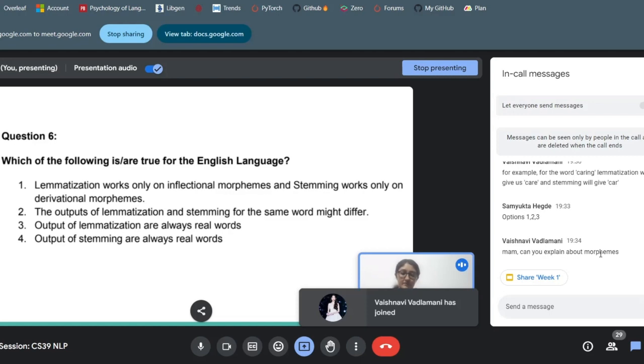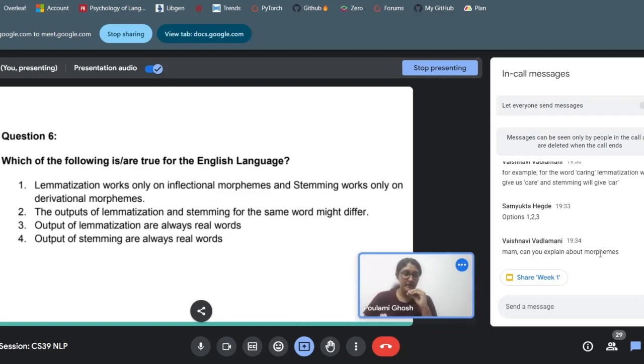Okay. Yeah, it's correct. So Vaishnavi has asked me to explain about morphemes. So I'll quickly take up that question. So in morphology, morphology is the study of how words are formed in different languages, and two very important word formation mechanisms are inflectional morphology and derivational morphology, which those concepts are used in the first question, first option, sorry.